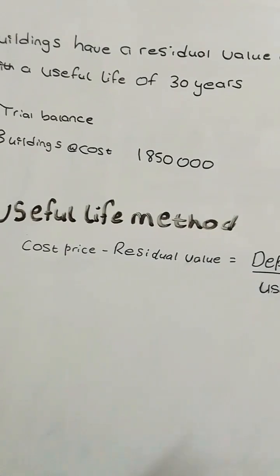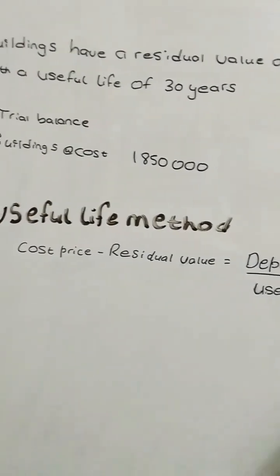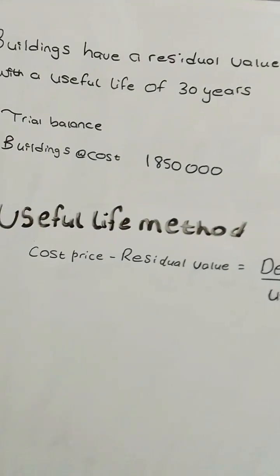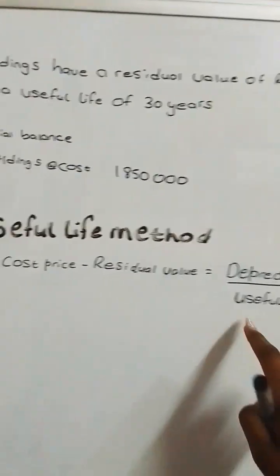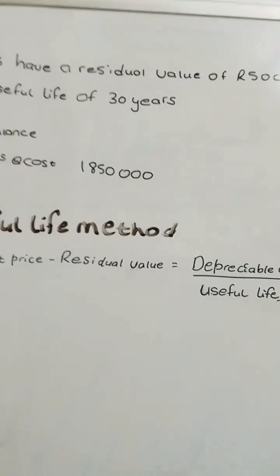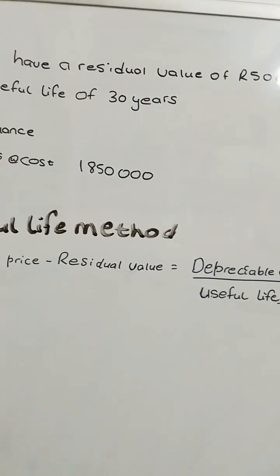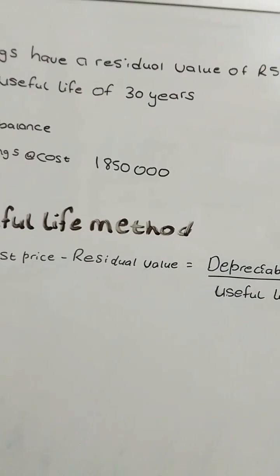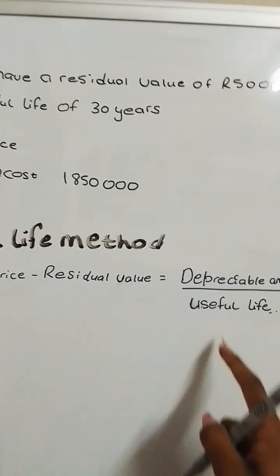The residual value is the amount that you expect to receive when you sell this asset, when you dispose of the asset, right? And the useful life is the period that you expect to use that asset. So let me give an example. If you're purchasing a laptop and you say, okay, I expect to use this laptop for 3 years, so your useful life is 3 years.